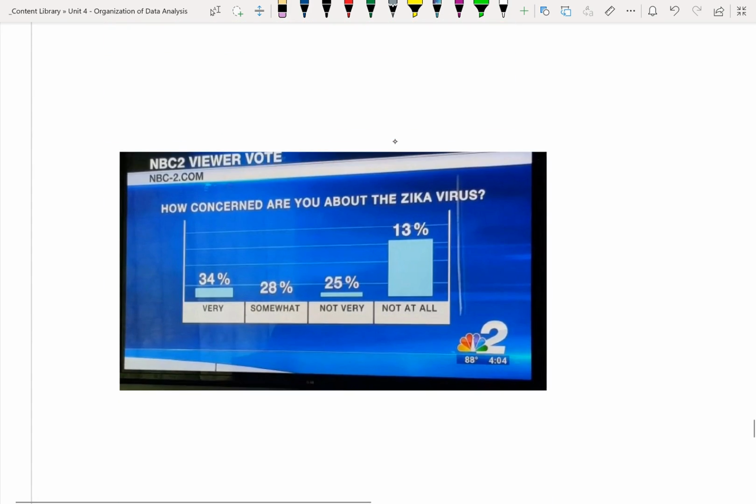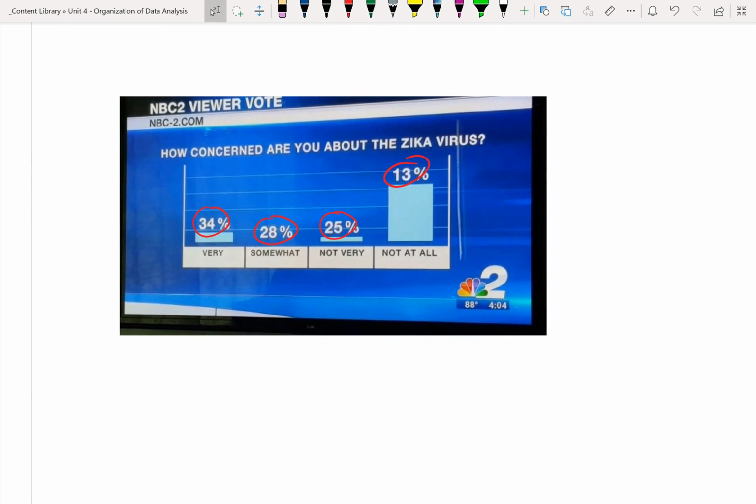Look at another one. How concerned are you about the Zika virus? Again, clearly here, we're seeing the scales not really add up. It looks like not many people are worried at all if you're just looking at the bars, or if you just happen to quickly look. However, clearly the percentages don't add up, or they don't make sense in terms of the bars.